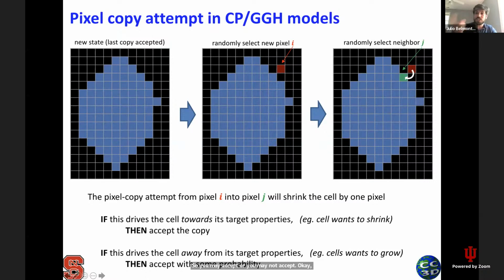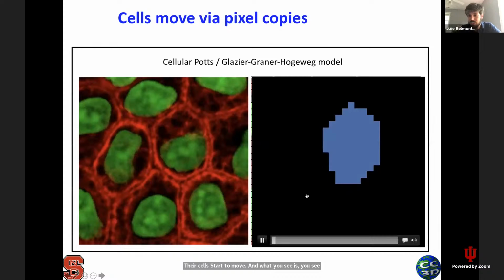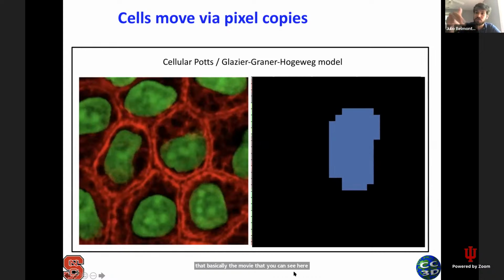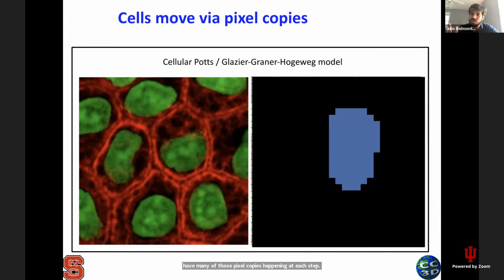So as you do this many times, the cells start to move. And that is basically the movie that you have been seeing here. What's going on here is you have many of those pixel copies happening at each step. Some of them are rejected, so you don't see a change in the cell shape, and some of them are accepted, and that's why you see that the cell is moving around during the simulation. Okay, is this making sense? Do you guys have any question?